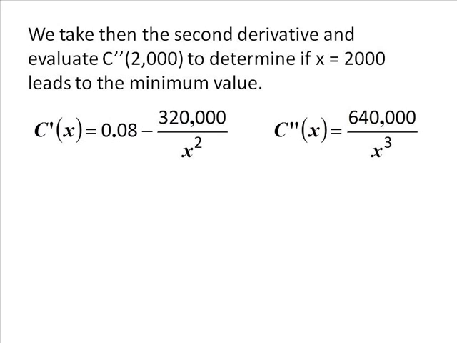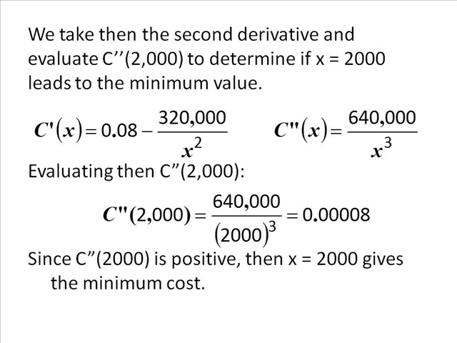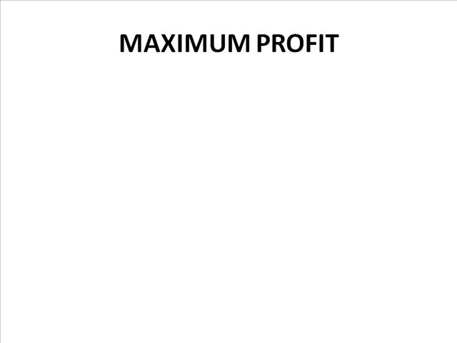We then take the second derivative and evaluate c double prime of 2,000 to determine if x equal to 2,000 leads to the minimum value. Evaluate the second derivative at x equals 2,000. We'll see that the cost is minimized when the number of units produced is 2,000.